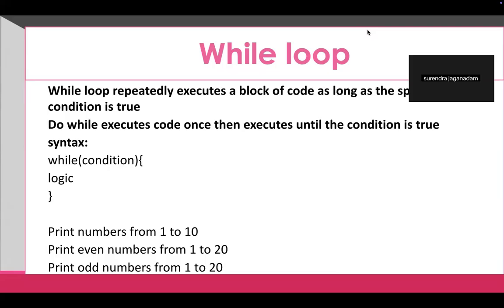So basically, for a while, if you look at the syntax, we will be specifying the condition. Until the condition outcome is true, the while will continue performing that particular operation. Whenever that condition outcome is false, only then will the while terminate that particular loop.